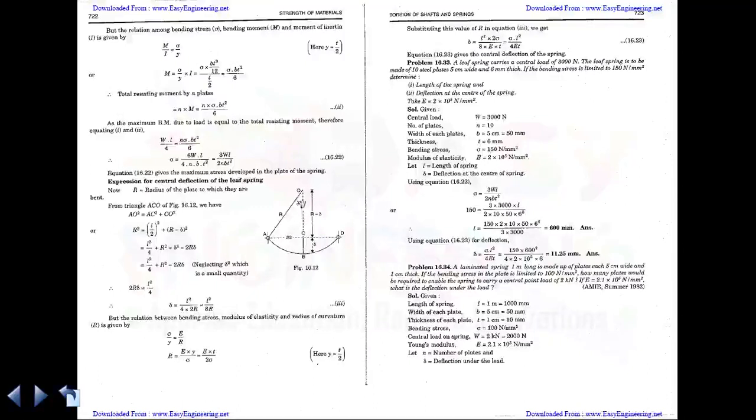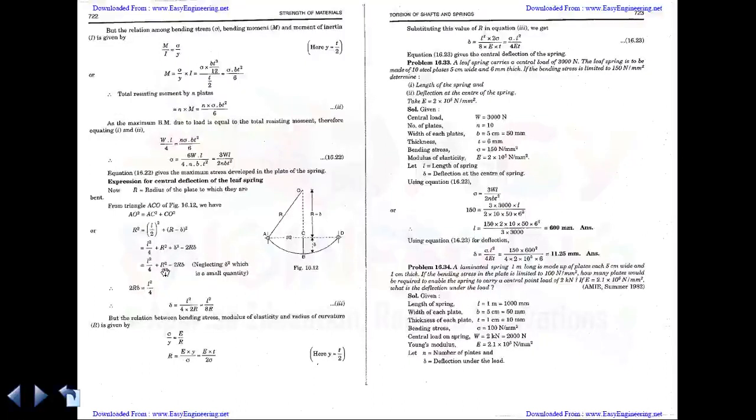Now consider this particular triangle AOC. Here the distance AO is radius, AC is L by 2 and OC is R minus delta. So in this diagram we know that by Pythagoras theorem AO square is equal to AC square plus CO square. Substituting those values, R square is equal to L by 2 whole square plus R minus delta the whole square. Expanding this, L square by 4 plus R square plus delta square minus 2R delta.